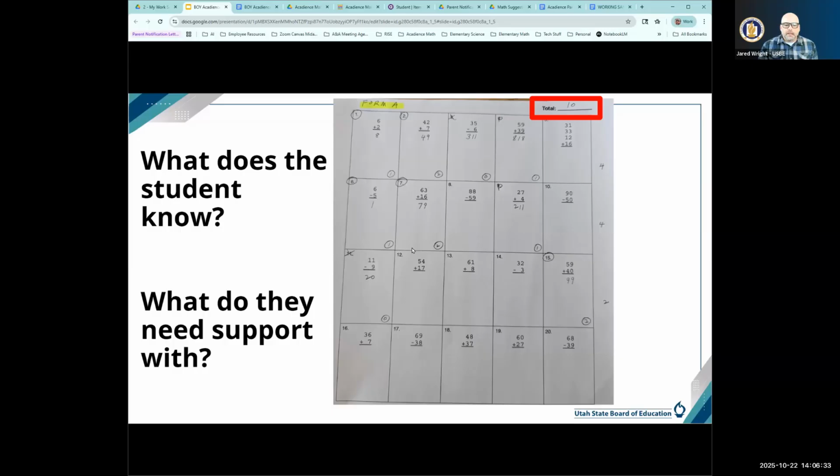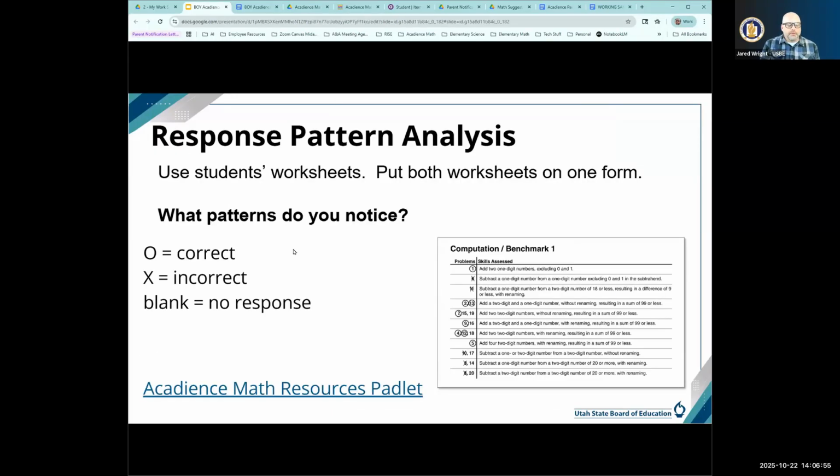Well, I mean, one thing you could say is, well, just go faster, answer more questions, right? That's not helpful. At this point, I don't know the details of what skills the student is showing that they know and what skills they don't know. So that's where the response pattern analysis comes in.